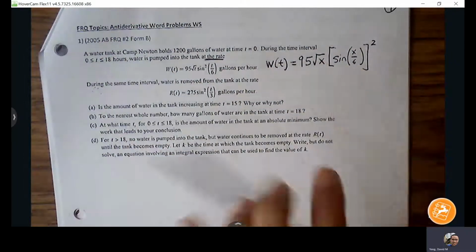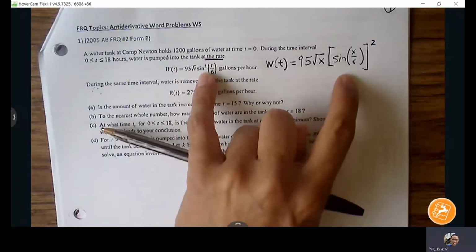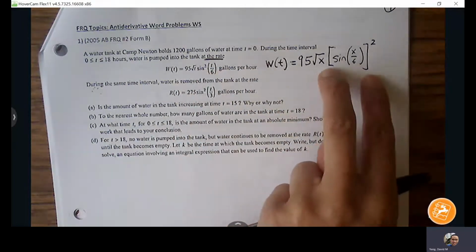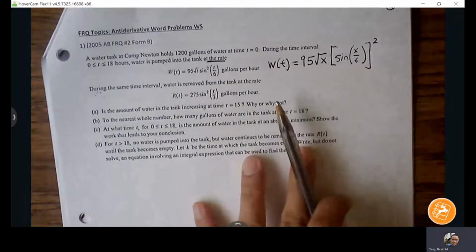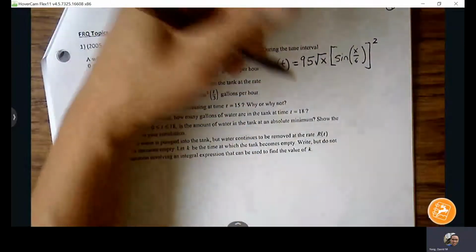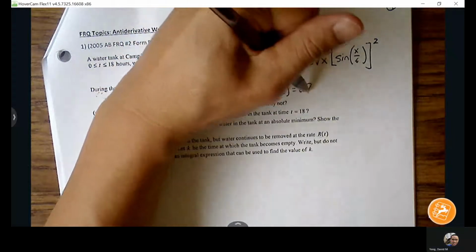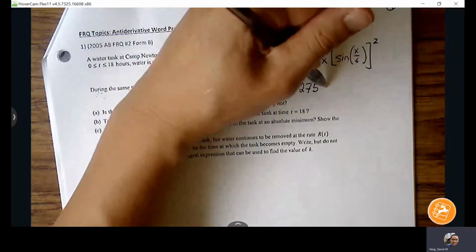Okay, I want to make sure. Sometimes I see students get stuck at this point, not knowing how to enter this into the calculator. So I want to make sure that we understand that the squared means bracket squared or parentheses squared. Same thing here, R of t. In the calculator, you're going to write it this way.